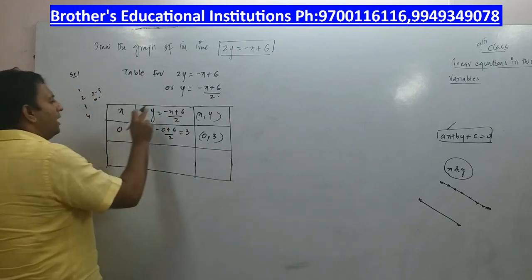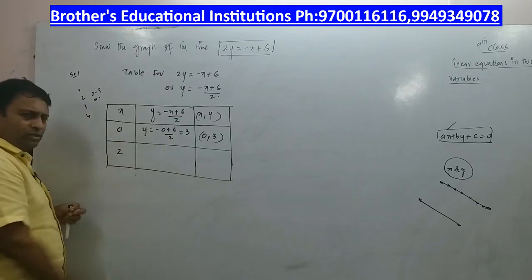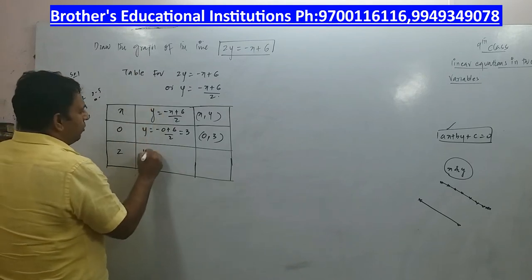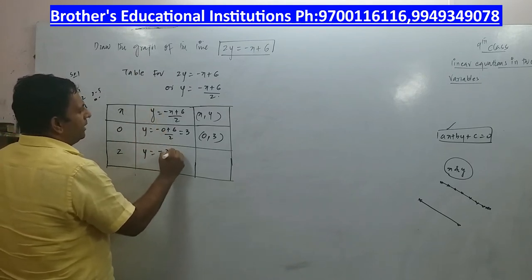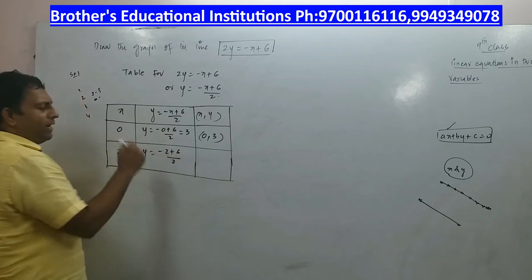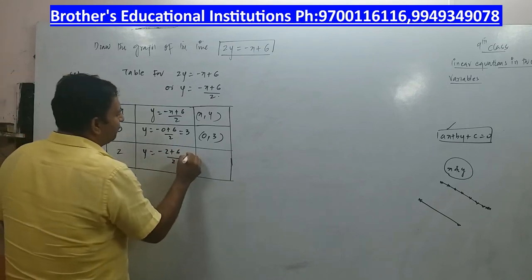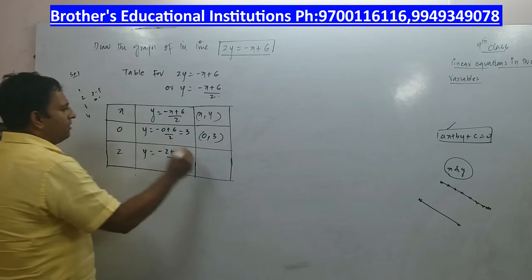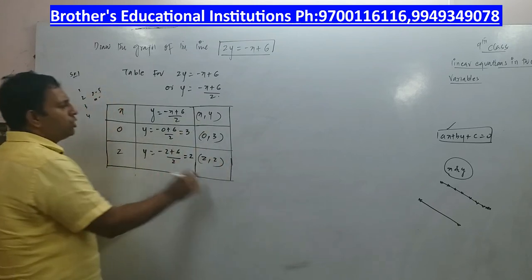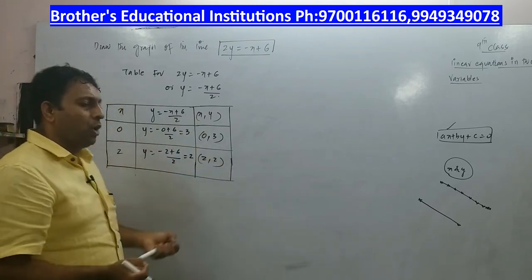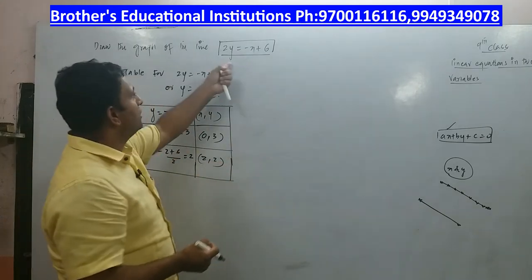So instead of 1, I will go with the substitution of x is equal to 2. When I put x is equal to 2, what will happen? y is equal to minus 2 plus 6 by 2. What is 6 minus 2? 4. What is 4 by 2? 2. So the ordered pair will be what? 2 comma 2. So these 2 values are sufficient for me to draw the graph of this particular line.